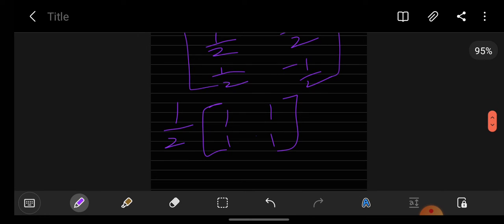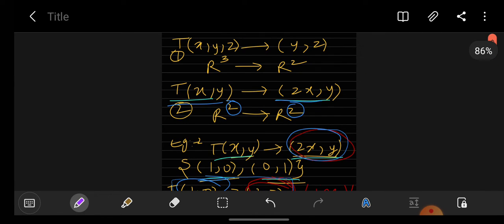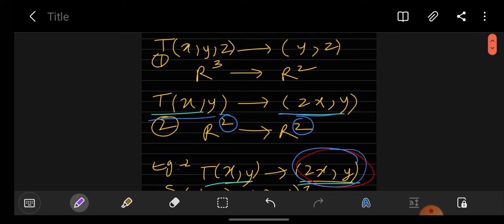Okay, so we revise this thing and we pack up this session. First of all, the question is how to find the ordered basis of a linear transformation. There is a huge difference between a basis and an ordered basis. Whenever you get this type of question, there are two cases: either your dimension will be equal, or your dimension will be different.